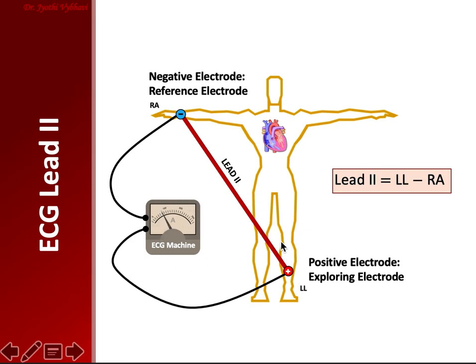Whatever electrical activity is picked up here and here, the potential of lead 2 is given by this formula, according to the combination set up by Einthoven: positive minus negative electrode.